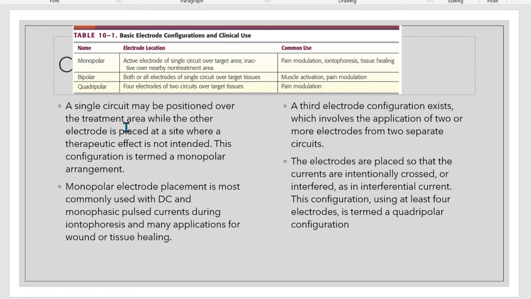Single circuit may position over. Yeah, so that is monopolar. So monopolar electrode placement is most commonly used with DC and monophasic pulse currents during iontophoresis and many applications for wound or tissue healing. So, ginagamit siya sa iontophoresis and sa tissue healing.